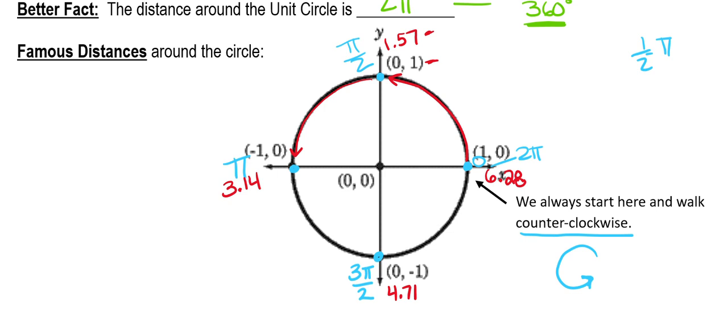So now that we've labeled our unit circle with our first star players, I'm going to stop the video here. And in the next video, we'll start taking a walk around the unit circle and seeing how we stop.